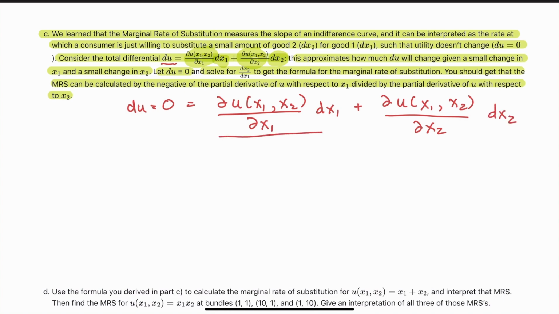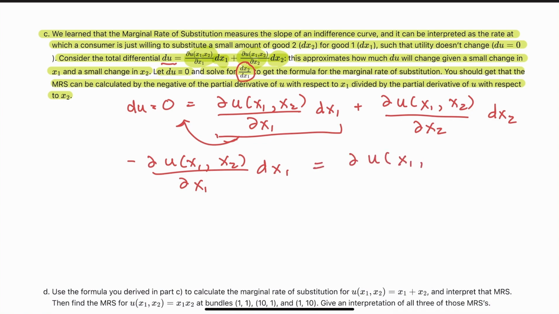Now I'm just going to move this term over to this side by subtracting it. We're going to divide some things, and then we're going to be there, because, again, we want to solve for dx2 divided by dx1. So moving this over by subtraction, negative del u x1 x2 over del x1 times dx1 is del u x1 x2 over del x2 times dx2.